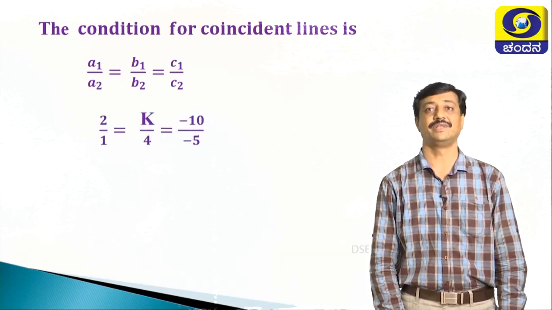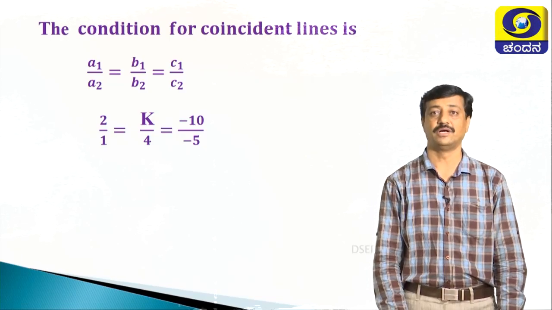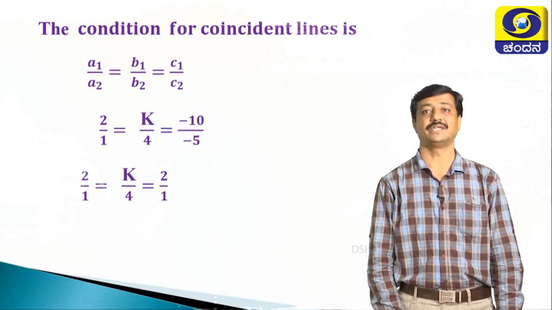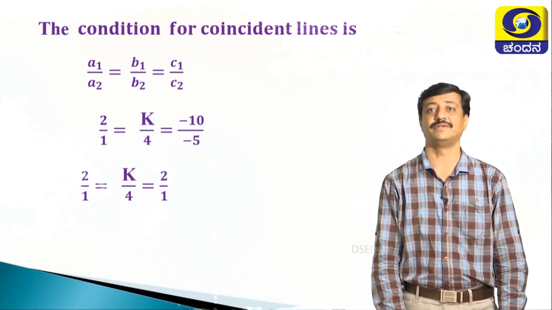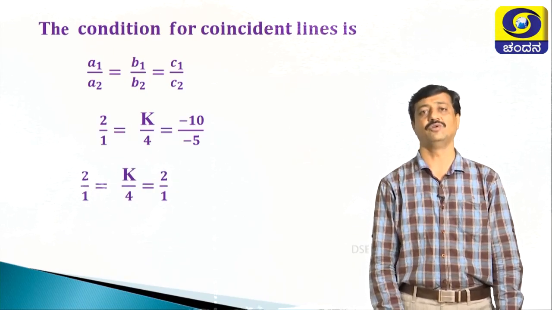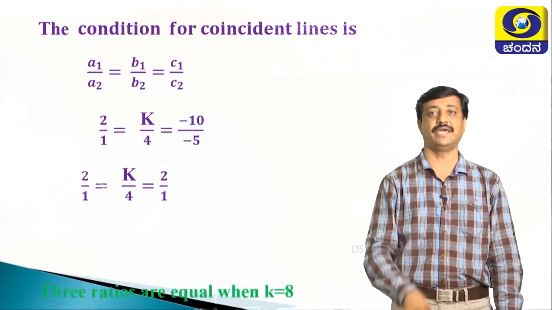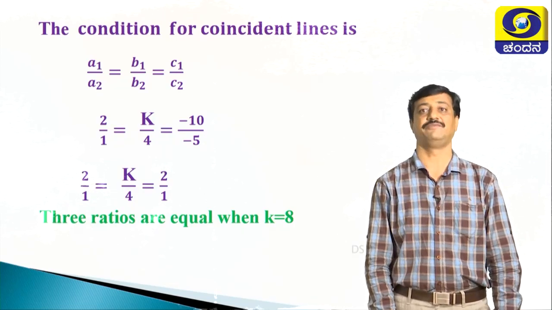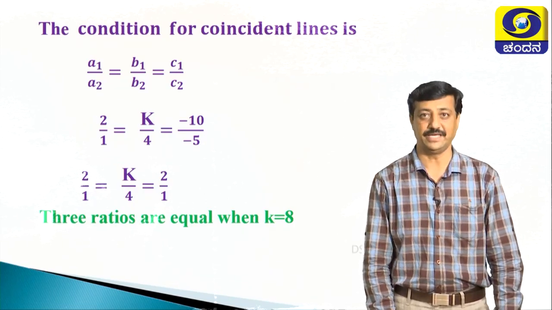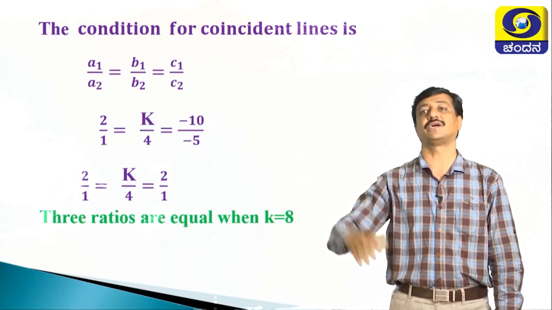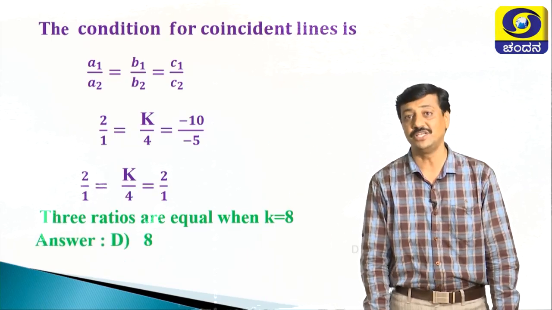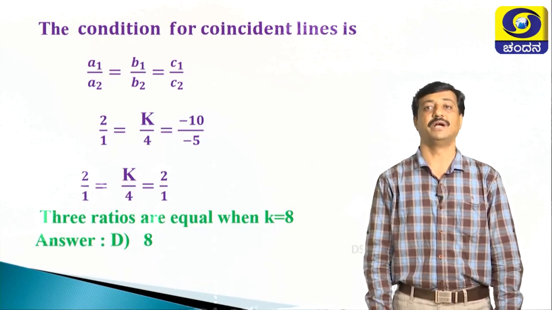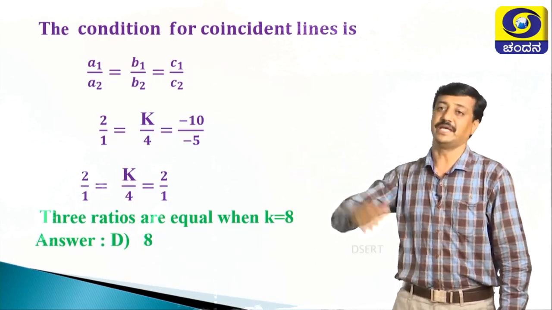According to this, you will get 2 by 1 equal to k by 4 and is equal to minus 10 by 5. After simplification, you will get 2 by 1 equal to k by 4 which is equal to 2 by 1. Now, substitute in place of k the value 8, then only you will get the correct option. If you substitute k value as 8, you will get all the 3 ratios are equal. Hence, the correct option is option D, 8. So, in this way you can solve multiple choice questions based on the table.